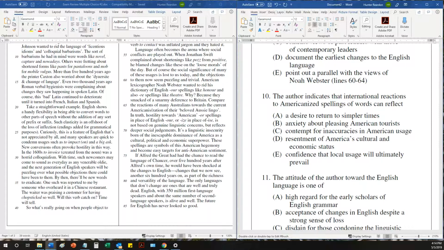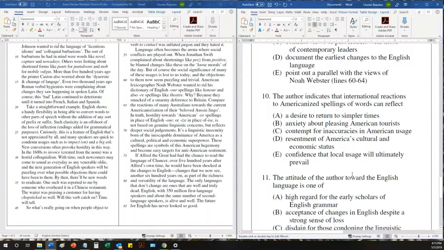The author doesn't discuss simpler times in this portion of the passage, nor is there mention of American tourists, so A and B are wrong. Given the author's citing of American hegemony and numerous past examples, it's likely the author believes the opposite of choice E, that local usage will ultimately prevail. That's sort of ridiculous.